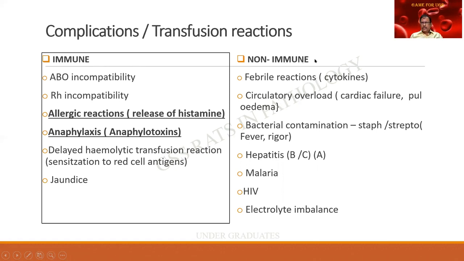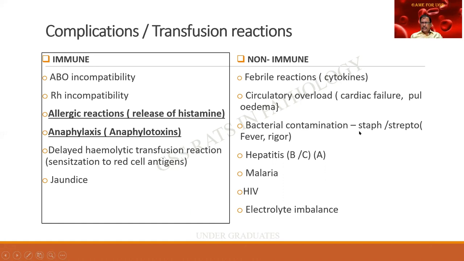The non-immunological complications include febrile reactions or cytokines. Patient develops a rigor, you discontinue the transfusion, after some time he is normal. This is extremely important. Suppose I like somebody very much, the patient is a VIP, and if I treat him well, I'll be getting a promotion in my job. Therefore, I give multiple loads of transfusion, and the VIP goes into cardiac failure and dies, and I am to give an explanation. Cardiac overload, circulatory overload. This can also result in pulmonary edema.